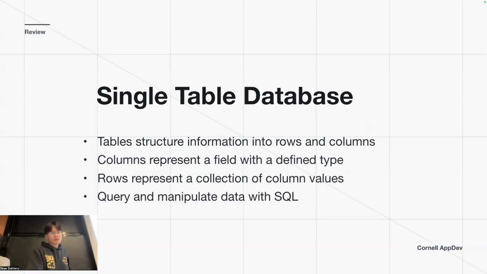What we've been doing so far is a single table database. The table structures information into rows and columns. The columns are the fields, and the rows are the objects that have those features. And then we use SQL to query and manipulate data, to communicate between the server and the actual database.